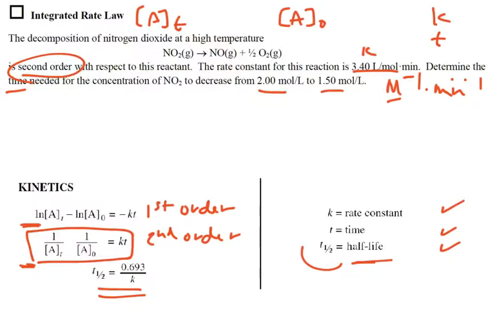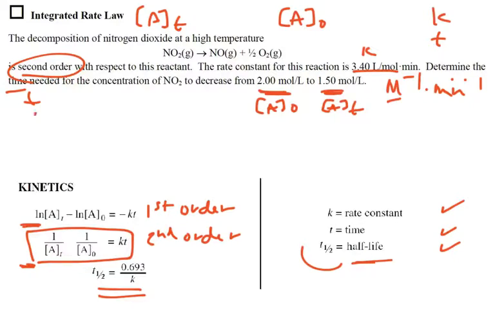We want to go from 2.0 moles per liter to 1.5 moles per liter. So this must be our concentration at time 0, and this is our concentration at time t. What we're looking for is the time, so we're looking for t. At this point it just becomes an algebra problem, kind of a semi-complex algebra problem, but we can certainly do it. Let's see if we can set this up.